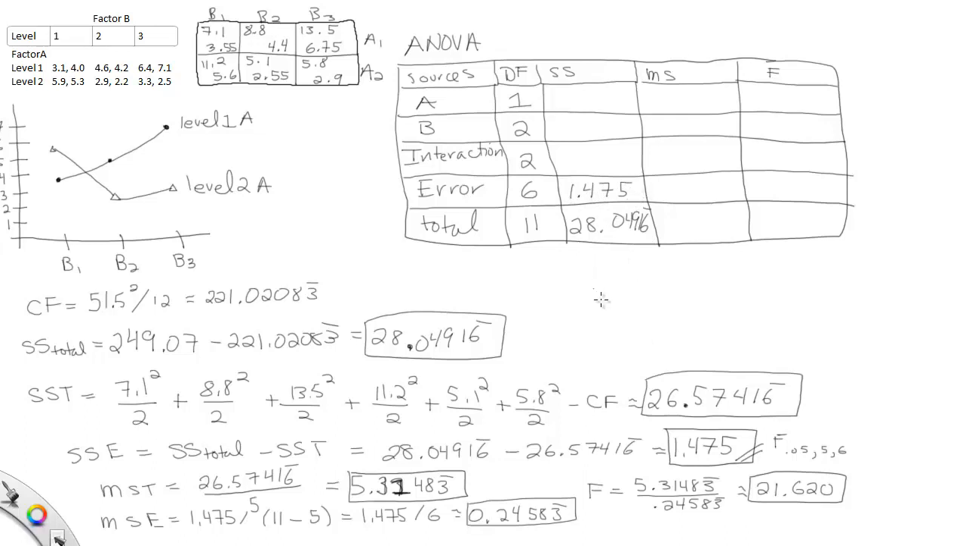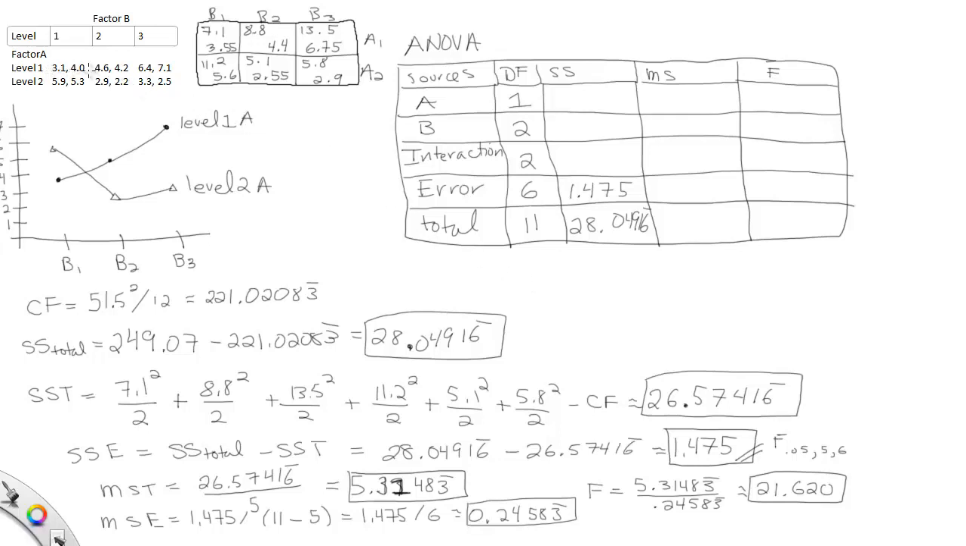Now we just need to break up this 26.57416 repeating into these 3 remaining pieces. We've got to go ahead and divide that up. So how do we do that? Well, first thing you can do is to come up with the value for A. Now, how we're going to do that?